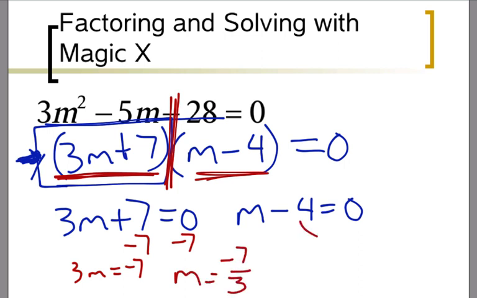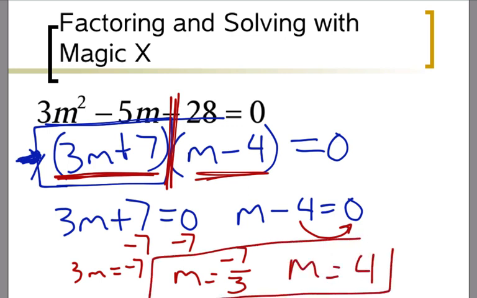And the second one, I just add the 4 over, and I get m equals positive 4. So we have two solutions, negative 7/3 and positive 4.